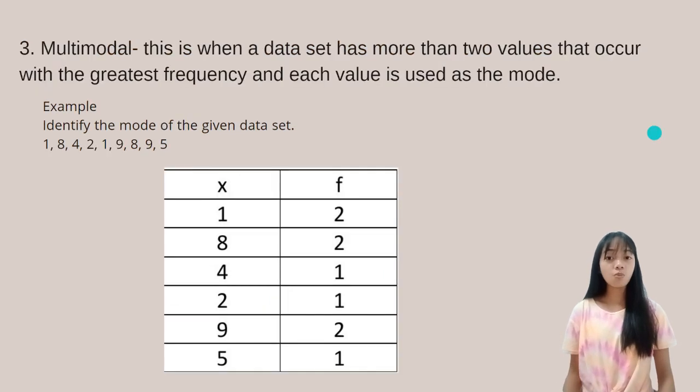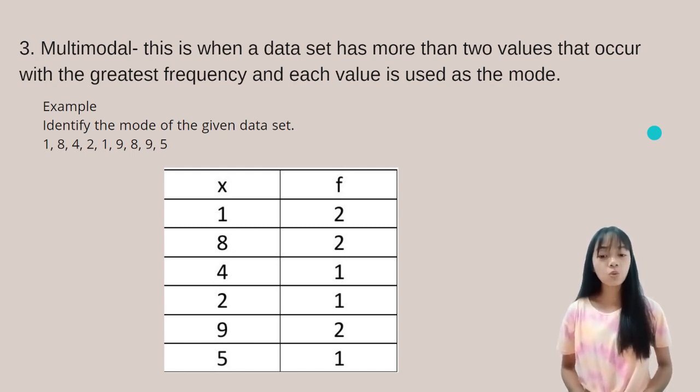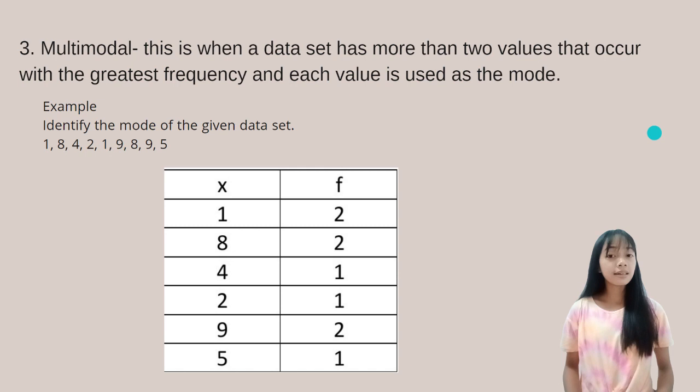The next type of mode is called multimodal. This is when a dataset has more than two values that occur with the greatest frequency and each value is used as the mode. Example: identify the mode in a given dataset: 1, 8, 4, 2, 1, 9, 8, and 5. So, make a table, then it will be easy for you to identify the mode. The mode in this given dataset is 1 and 8. Since this has two modes, it is called bimodal.